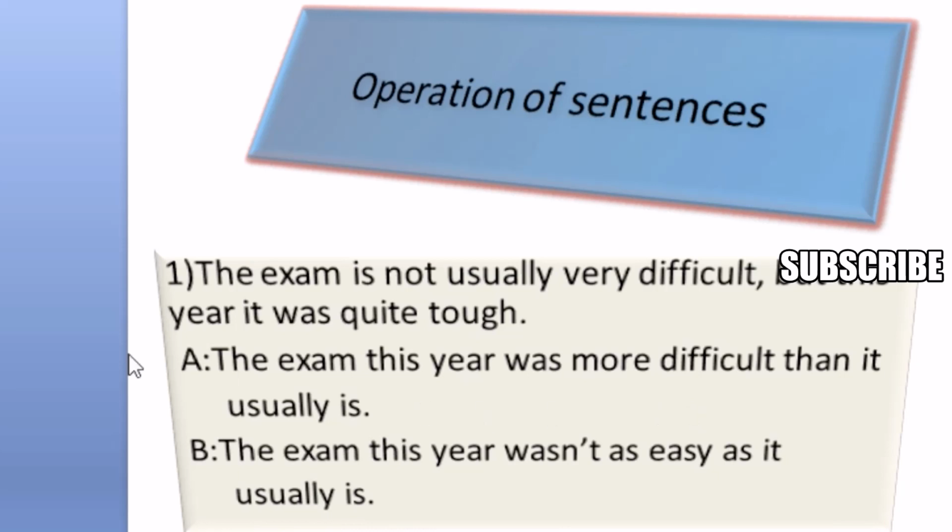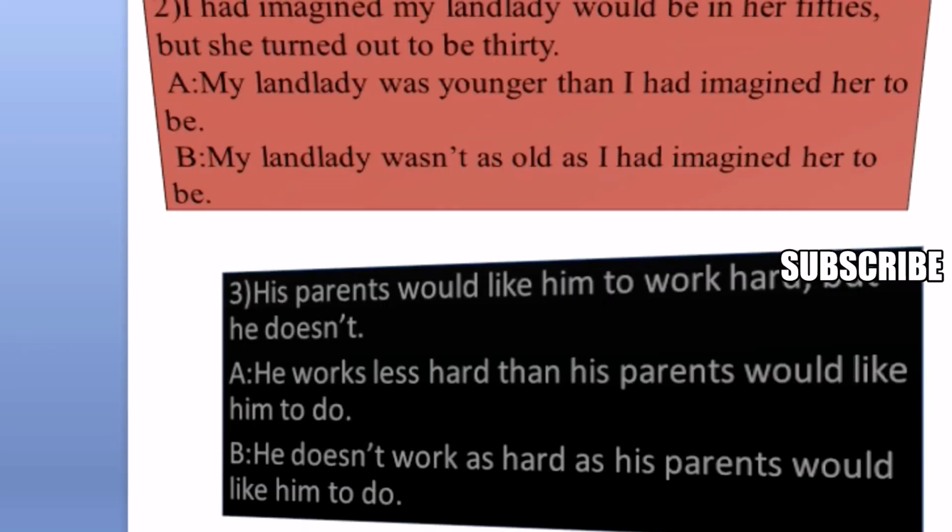Let's do the operation of other questions as well. Question number 2, my dear. I had imagined my landlady would be in her 50s, but she turned out to be 30. What happened here for this question? The landlady was younger, isn't it? Yes, so the subject here is my landlady. So my landlady was younger, the second form of young.